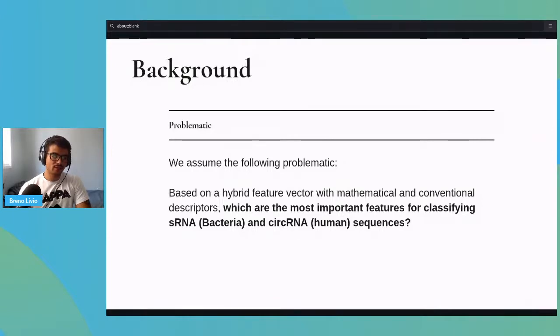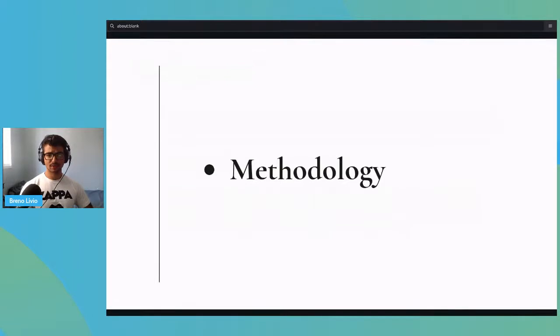Thereby, we assume the following problem. Based on a hybrid feature vector with mathematical and conventional descriptors, which are the most important features for classifying sRNA and circRNA sequences? Our experimental results reported two contributions. First, a high predictive performance in both case studies, and second, the relevance of using the hybrid combination of mathematical and conventional descriptors. Let's then understand the methodology applied, which creates the general pipeline for our machine learning classification task.